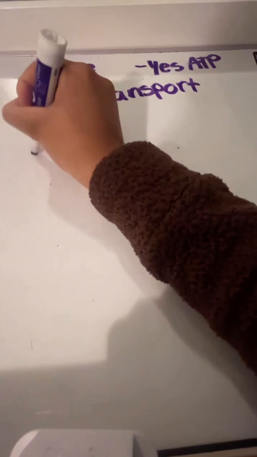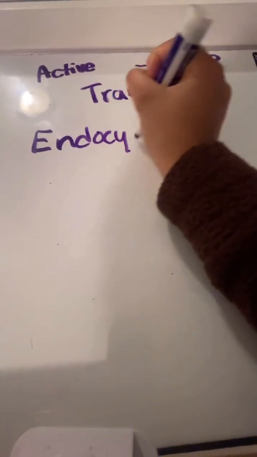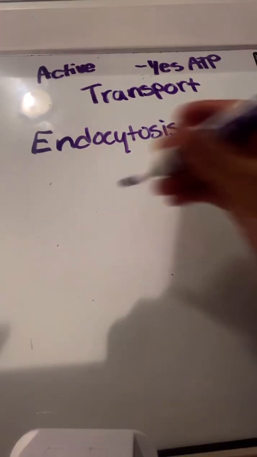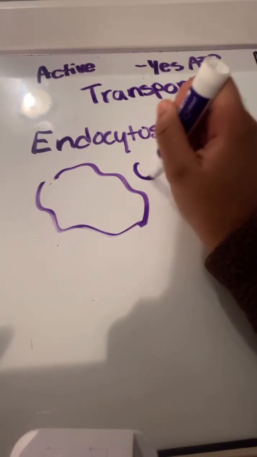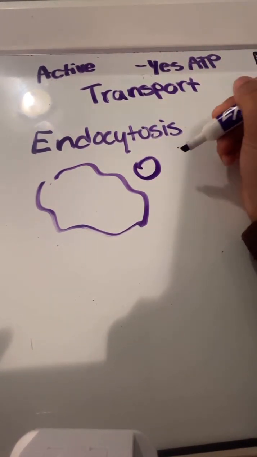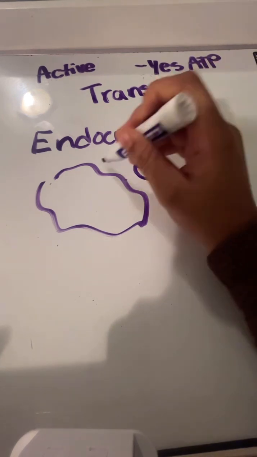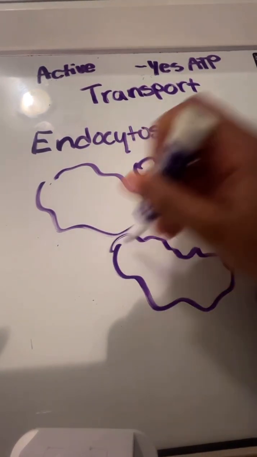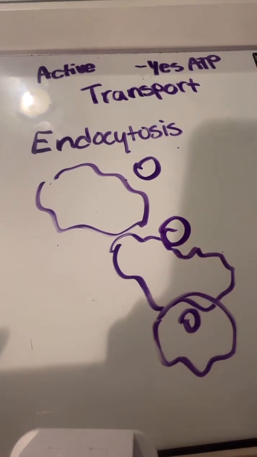endocytosis. Let me write it down right here. Endocytosis. Endocytosis is when, let's say there's a cell and there's something outside the cell, like a protein, and then this is gonna go in the cell. So the cell is gonna engulf it like this. Then this is gonna happen. It's getting closer, and then it's gonna be inside the cell.